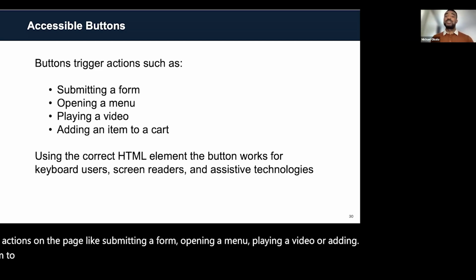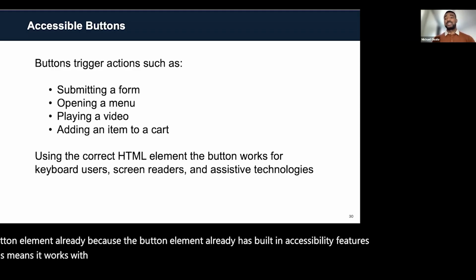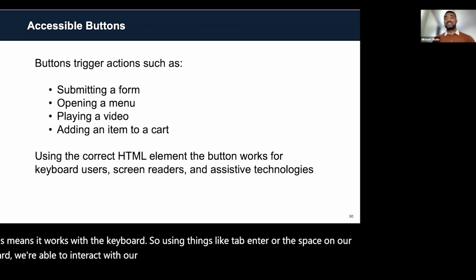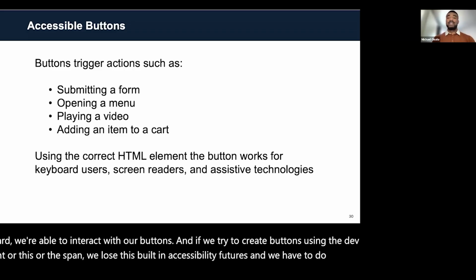It's important to use the correct HTML element, the button element, because the button element already has built-in accessibility features. This means it works with the keyboard. Using things like tab, enter, or the space key on our keyboard, we're able to interact with our buttons. And if we try to create buttons using the div element or the span, we lose these built-in accessibility features, and we have to do more work to build them back in.